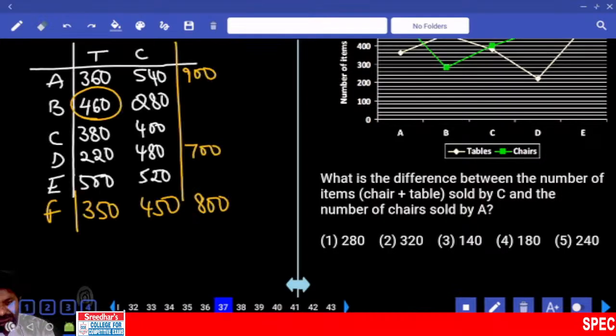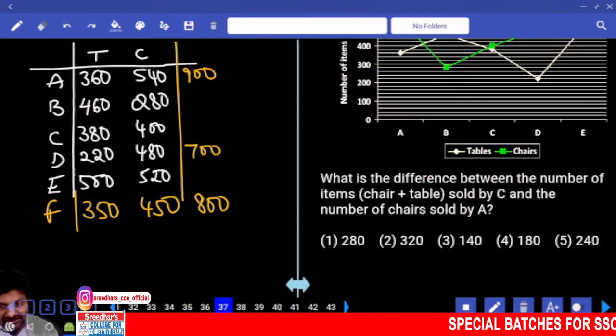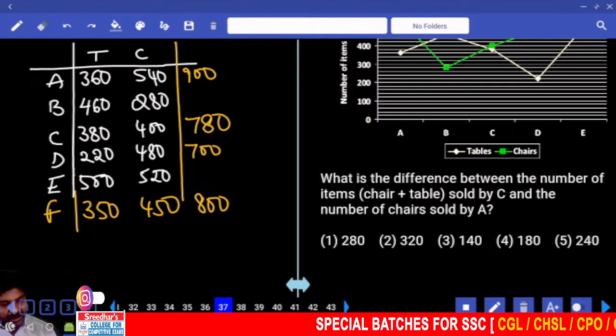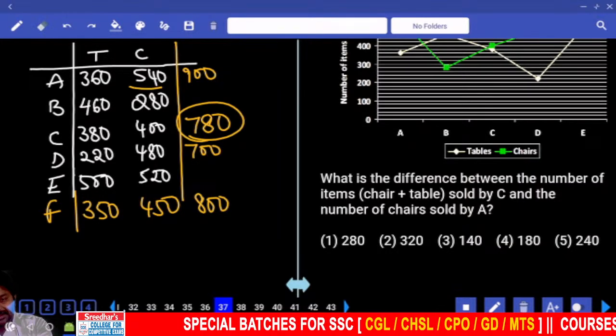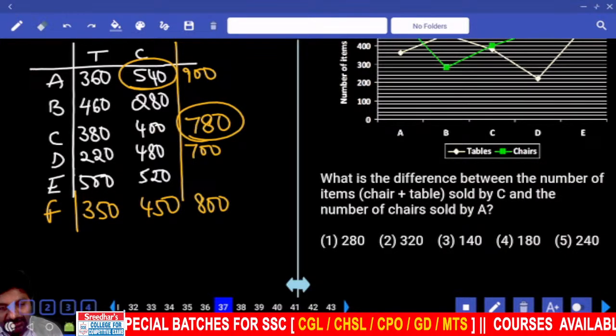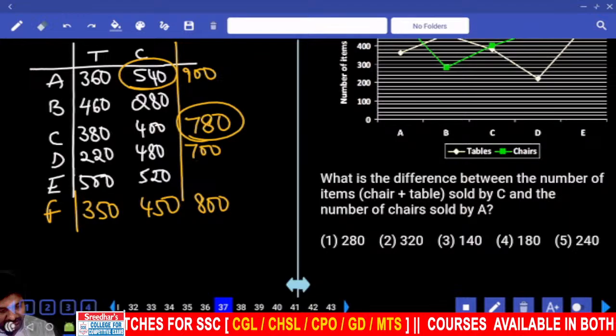What is the difference between the number of items sold by C? Items sold by C 780. And the number of chairs sold by A. Chairs sold by A 540. 780, 540 difference 240.